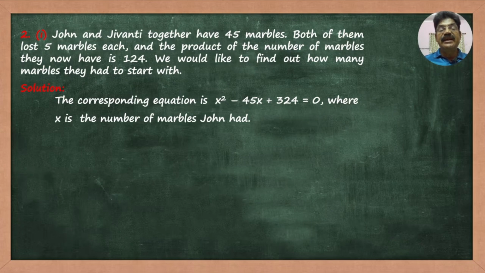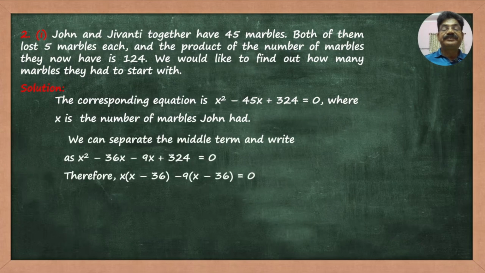You just recollect. I have just written the corresponding quadratic equation. Now 324 has to be factored. Now A is equal to 1, B is equal to minus 45 and C is equal to 324. So you have to find two numbers so that the sum is minus 45 and the product is 324. So you factorize 324, you add the factors. If the sum is minus 45, it is okay.